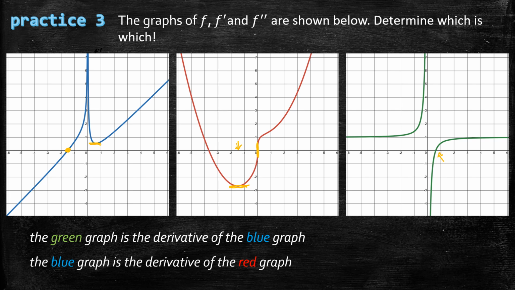So putting them in order, it appears that this must be f, the red graph, the blue graph must be f prime, and the green graph f double prime.